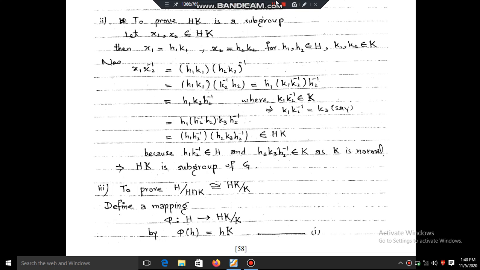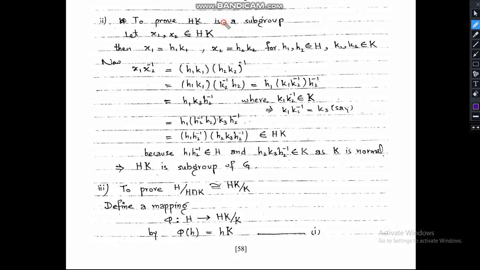Now we wish to prove the second property. The second property is that HK is a subgroup. So let us see this property. Let us suppose there are 2 elements which belong to HK. These are 2 elements because H and K are 2 subgroups and this is the product of 2 subgroups.